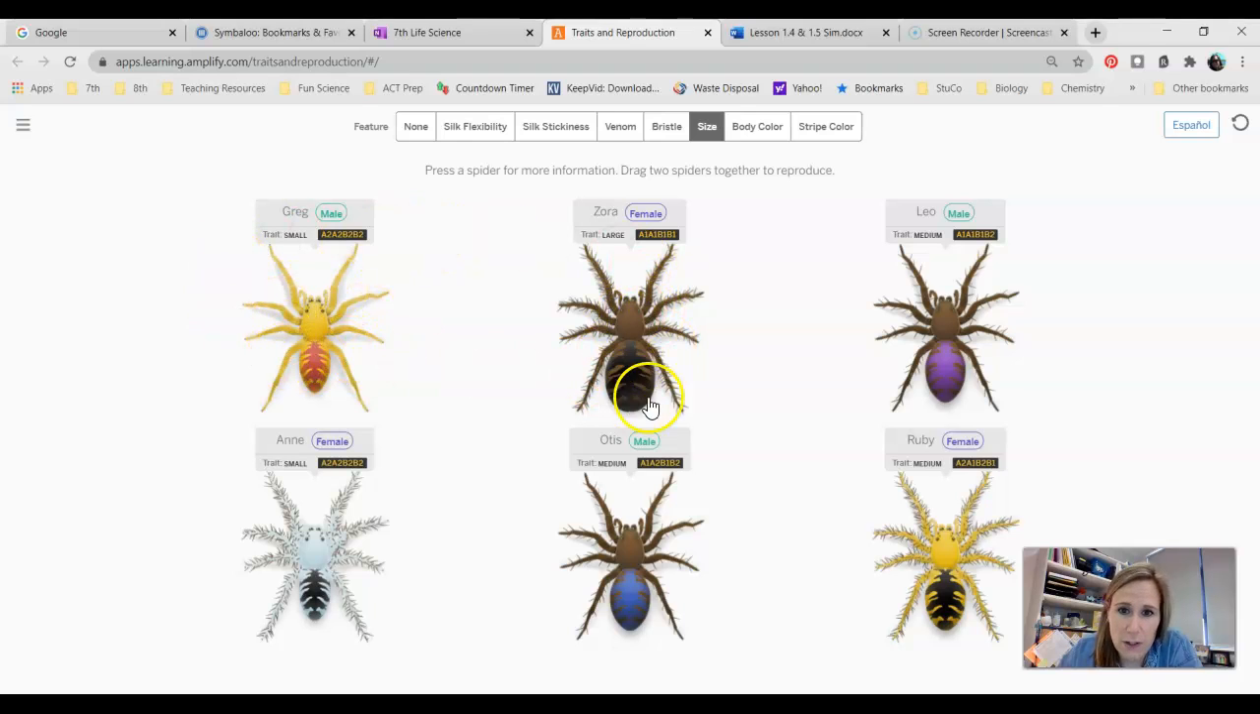And then we can look at size. So we have smaller versus large versus medium-sized spiders. Body color, we've got yellow, brown, and colorless.